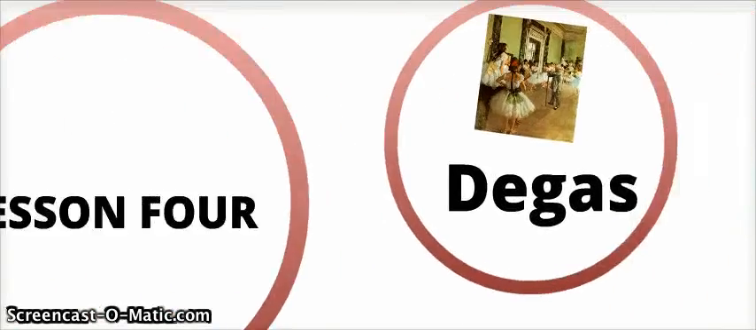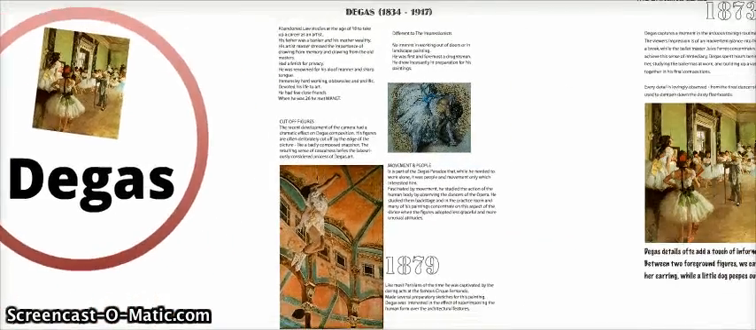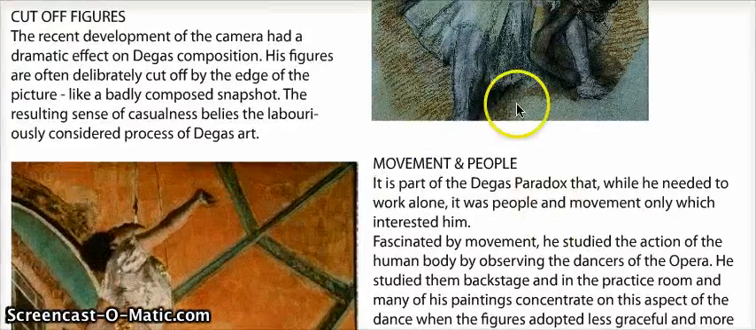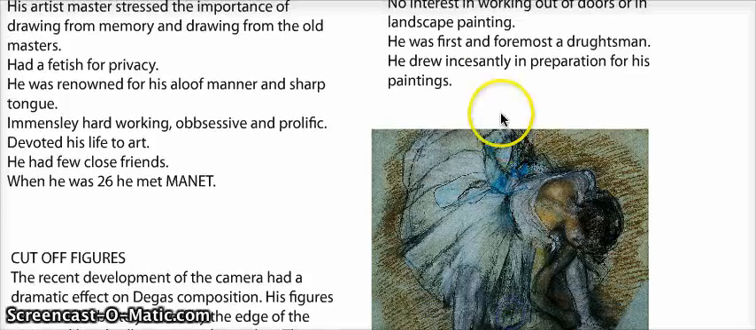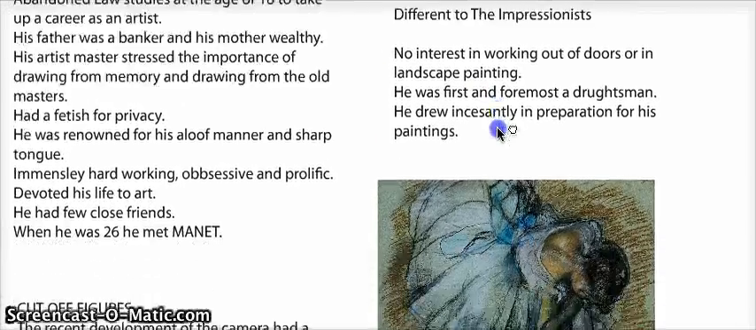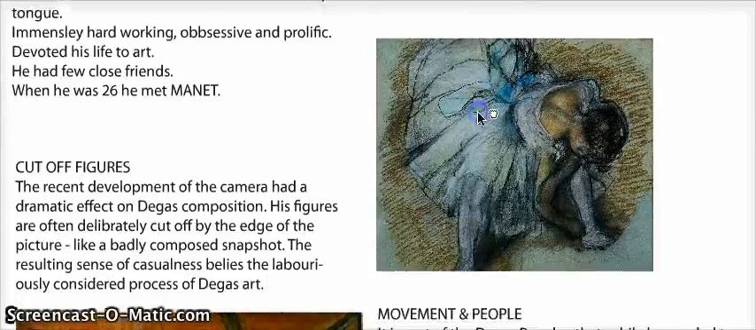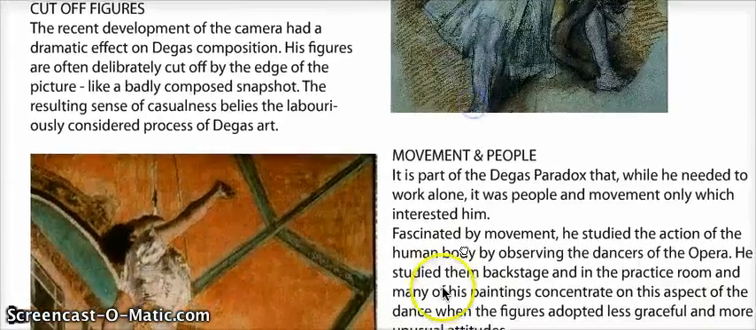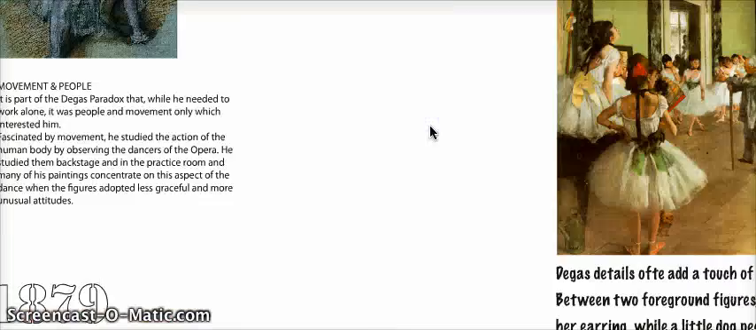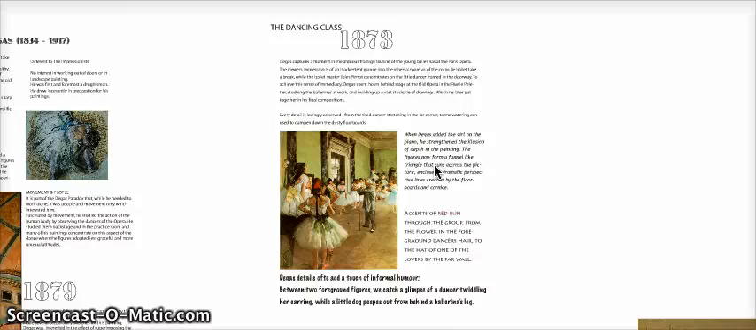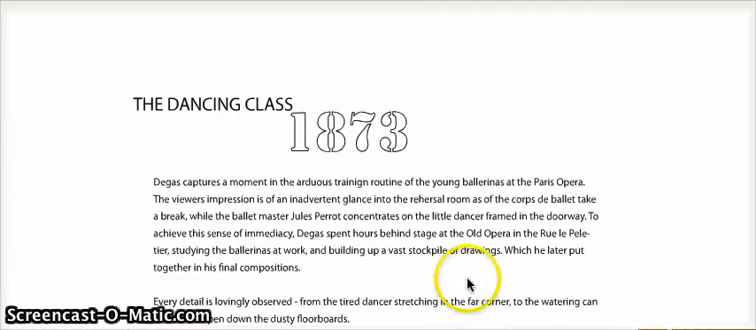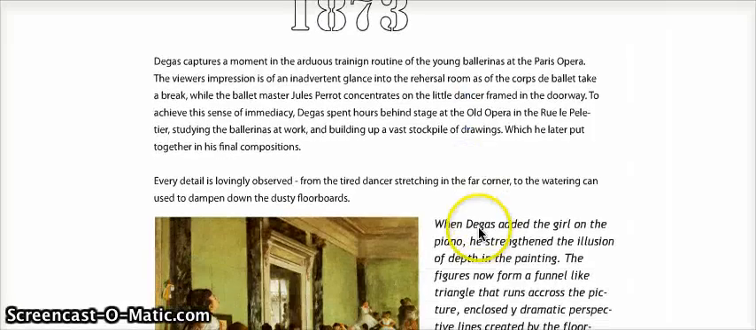Lesson 4. Degas. Here's an example of the dedicated study note for this lesson. Looking at Degas' work and the style of work. And then focusing in on the work, the dancing class of 1873.